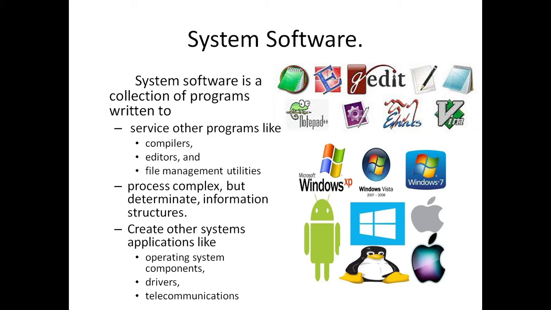System software is a collection of programs which is written to service other programs like compilers, editors, and file management utilities. And it also processes complex and determinate information structures. It also creates other system applications like operating systems, drivers, and telecommunications.